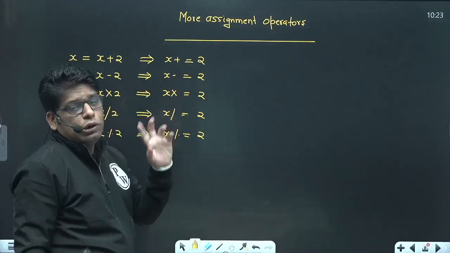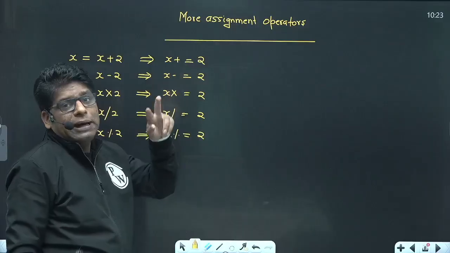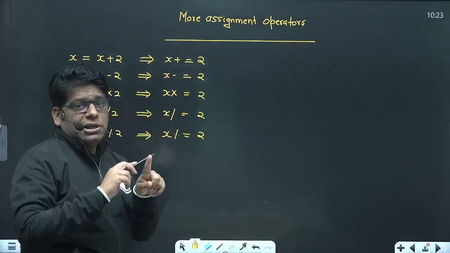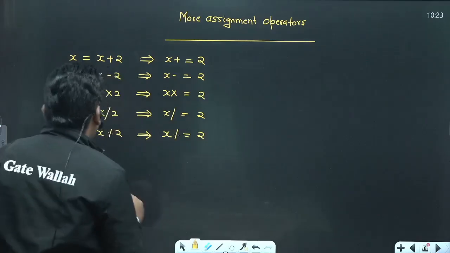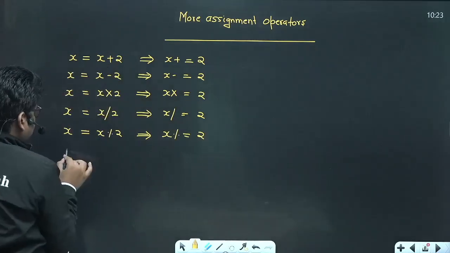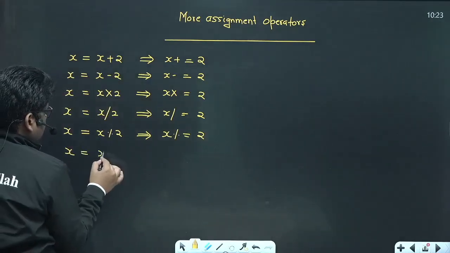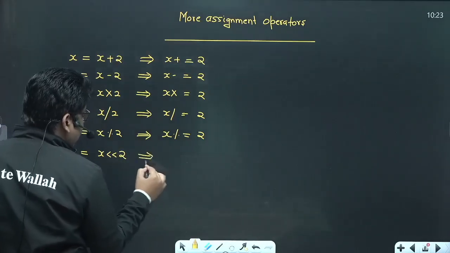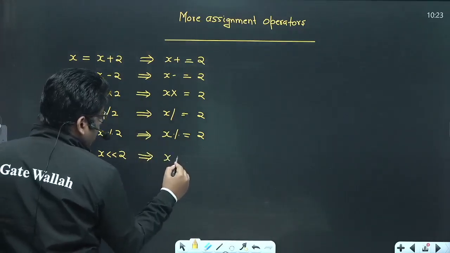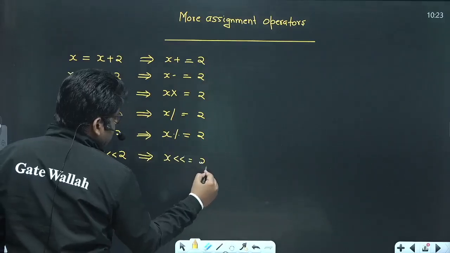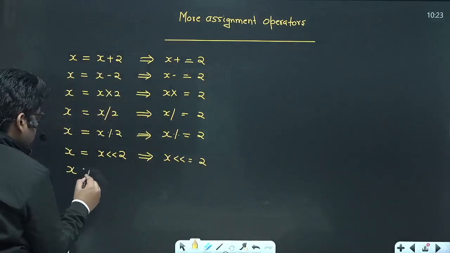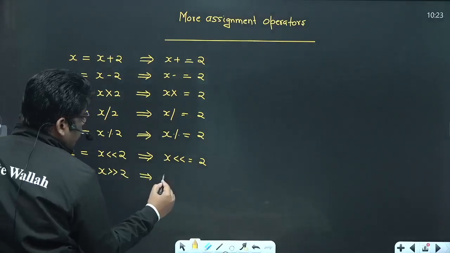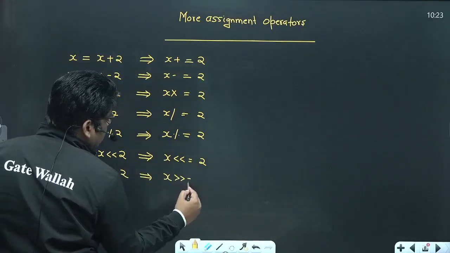Each of them, although we call it one operator, is actually a collection of two operators. Plus is equal to means addition, then assignment. Similarly, if I am left shifting the value of x by 2 and updating x also, I can rewrite it like this. And x right shift 2, you can rewrite it like this.